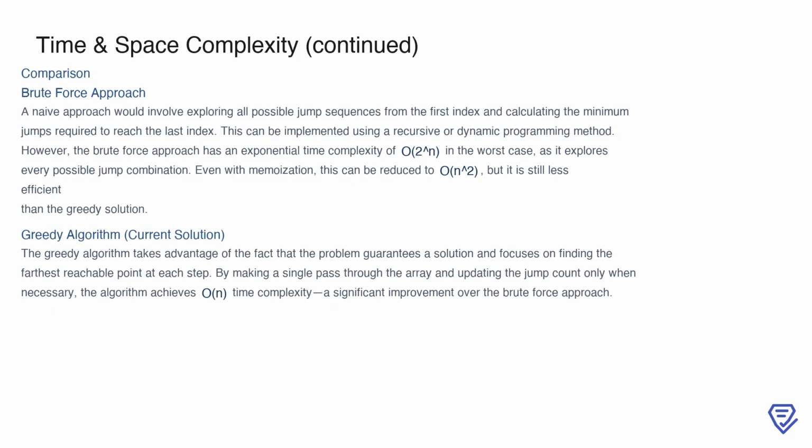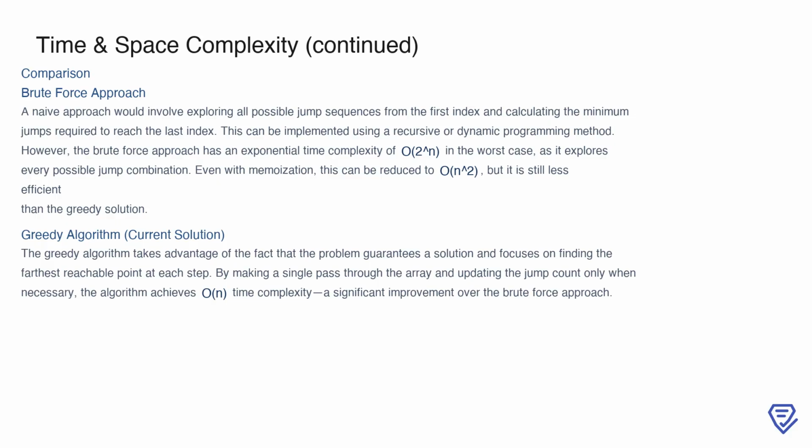Finally, let's compare the greedy solution to a brute force approach. A naive method would involve exploring all possible jump sequences from the first index to the last, calculating the minimum jumps for each path. This brute force approach has exponential time complexity, O(2^n) in the worst case, as it examines every possible combination of jumps.